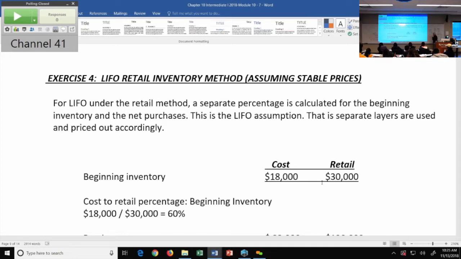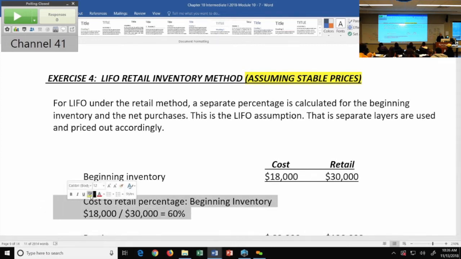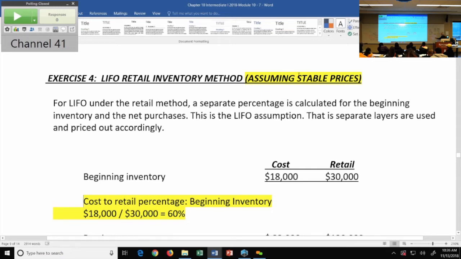All right, so the first layer is the beginning inventory. And what's the price associated with that? Well, in this case, it's the cost associated with that. So if we go now to page 9, and this is LIFO retail, not dollar value, so it assumes stable prices, no price index here. The cost to retail ratio only includes the beginning inventory. So it's really at this point. Right, so it's the 30, 18 divided by 30, it's going to be 60%. So that's the pricing we need, or the cost that we need for that first layer. The cost of the first layer is 0.6 or 60%.